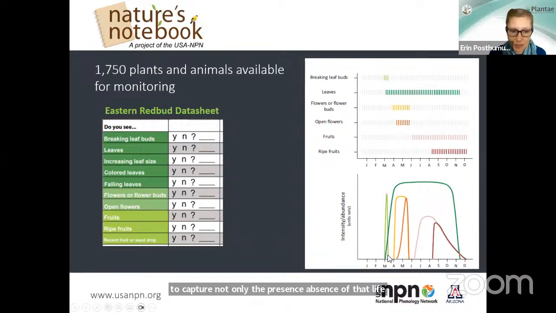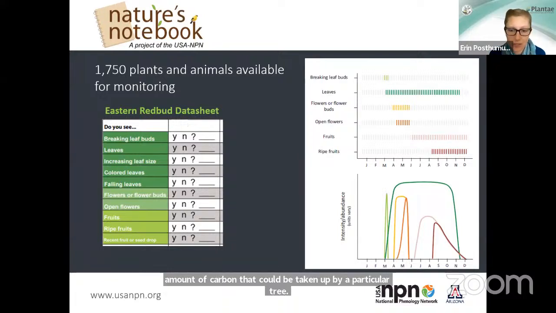So we can really capture peaks in activity, things like when was the most nectar available on a plant for pollinators, or when was the length of the leafing time for this plant that allows us to understand the amount of carbon that could be taken up by a particular tree. So we have over 1,700 different species that people are able to monitor on our list.